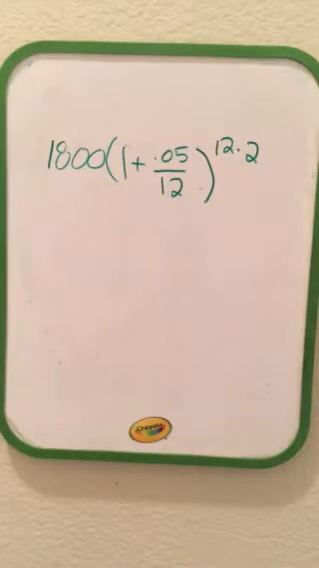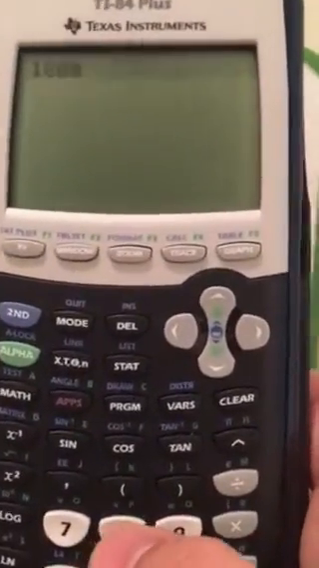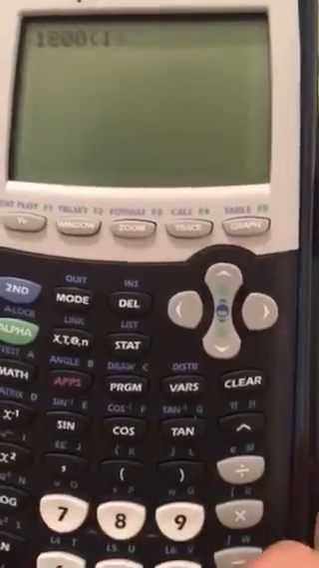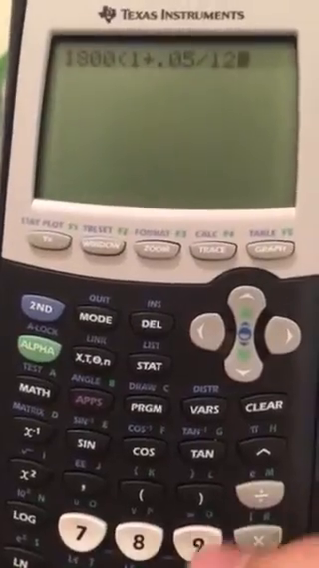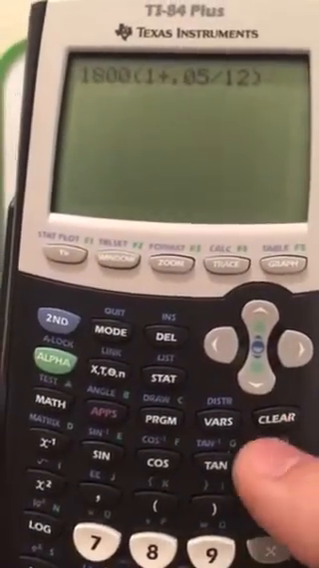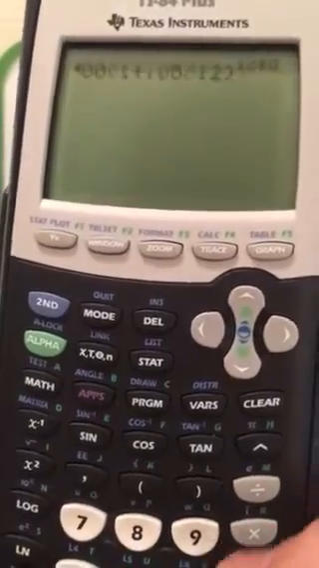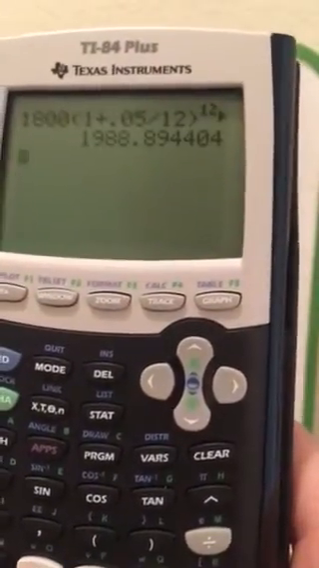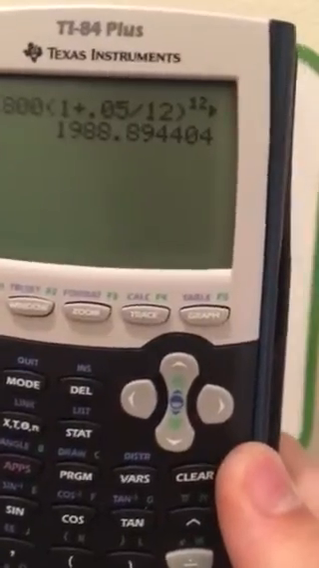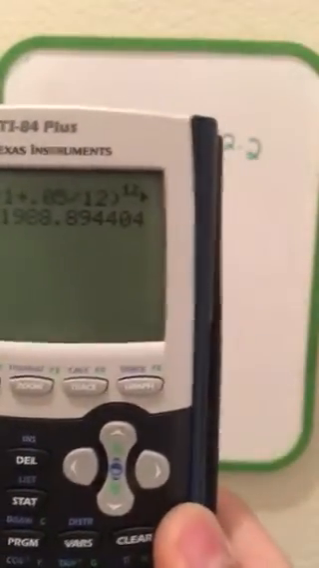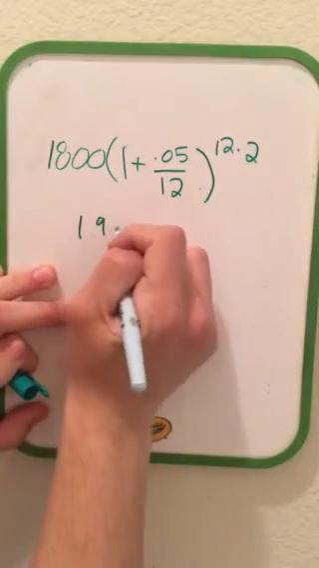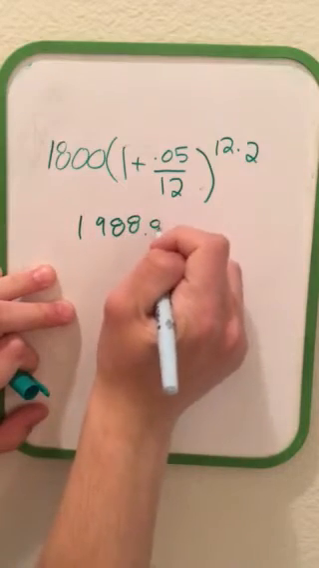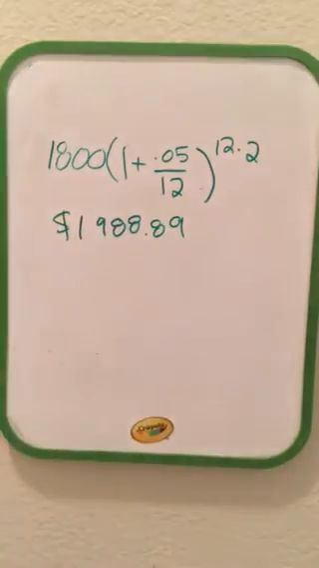Now let's put it into a calculator to make sure it checks out. 1,800 plus 0.05 divided by 12, divided by, then we're going to go up here, 12 times 2, and it comes out to 1,988.89, and that is our answer. That is the amount of money.